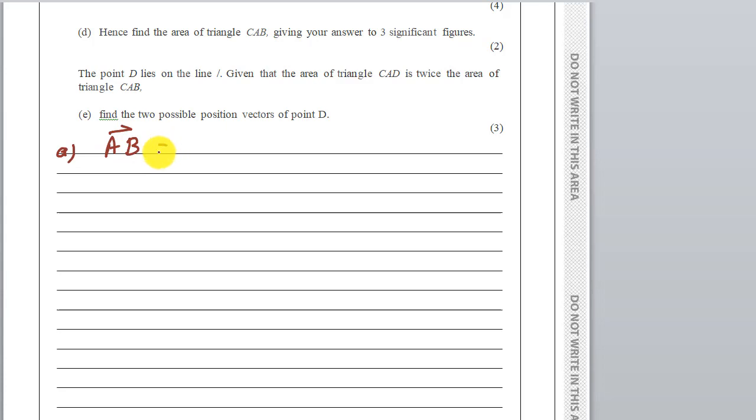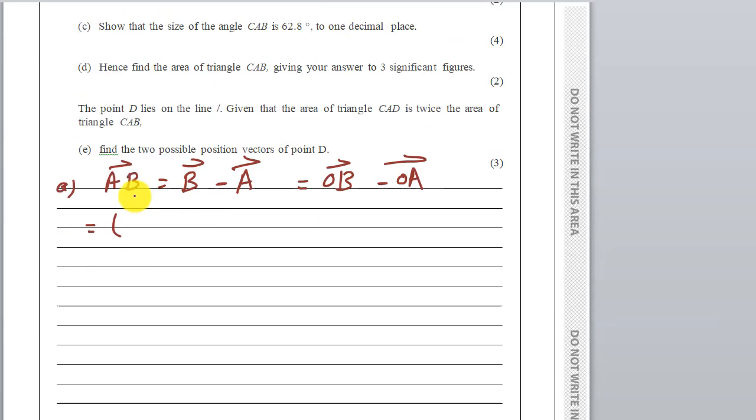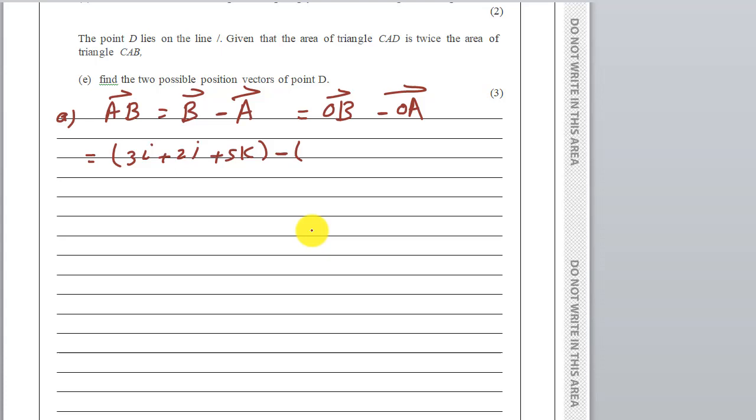AB as a vector is equal to B as a vector minus A as a vector. Sometimes people write OB vector minus OA vector, also the same. So it's equal to B again, 3i plus 2j plus 5k, minus A as a vector, which is 2i minus 3j minus 2k.